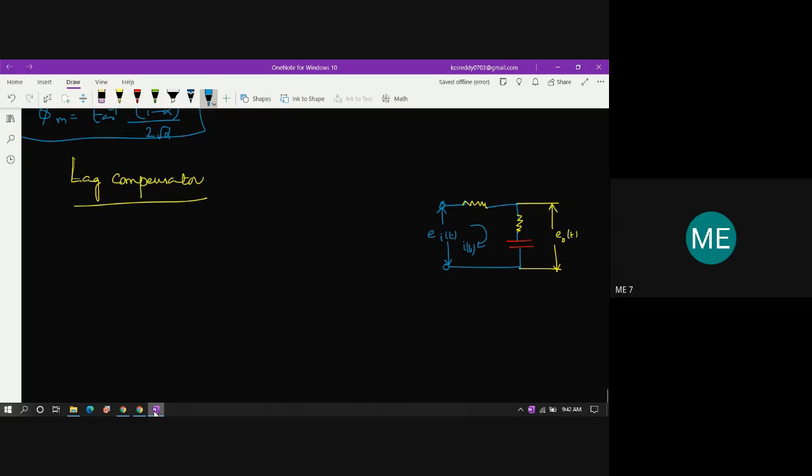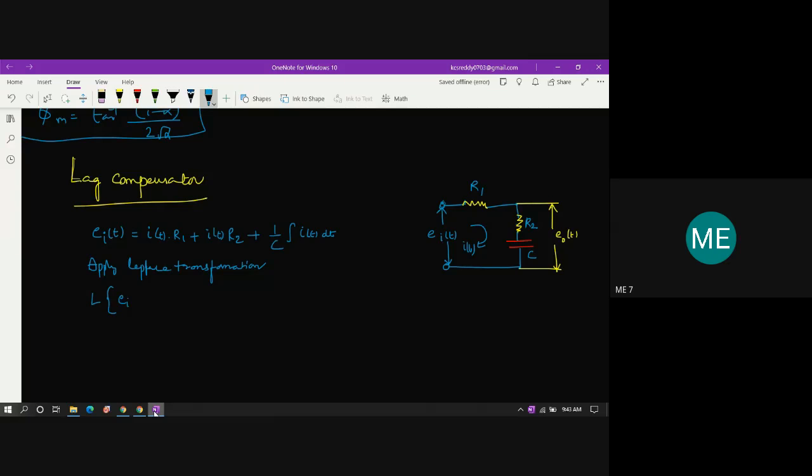Okay. So if you write the voltage equation for the input voltage, ei of t, the current passes through this resistor 1, and this is resistor 2, and this is the capacitor. So the voltage across resistor 1 is going to be i into R. So ei of t equals i of t into R1 plus i of t into R2 plus 1 by C integral of i of t dt. So if I apply the Laplace transformation to the above equation, what will happen?